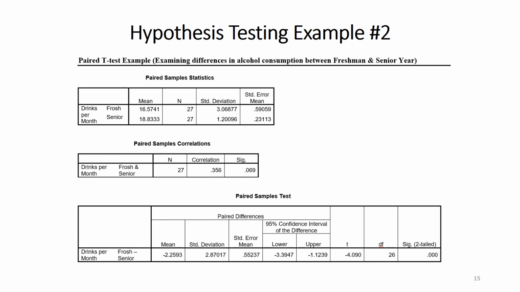In this example, we're looking at whether or not there are changes in alcohol consumption for college students between freshman and senior year. So this is also a repeated measures paired t-test, similar to the one we just walked through. And you can walk through it yourself and then see if you get the same conclusions that we'll see on the next slide.